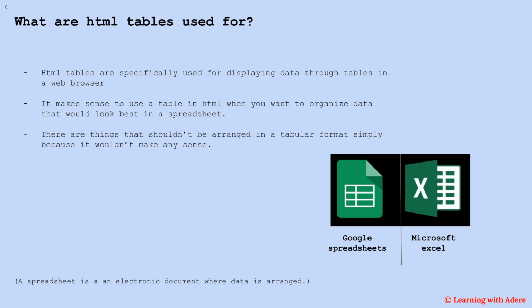So what are HTML tables used for? Well, once again, since they are written in HTML, they are used specifically for displaying tables in web browsers. Using an HTML table makes sense when you want to organize data that would look best in a spreadsheet. If you're not aware, a spreadsheet is just an electronic document where data is arranged. Google Spreadsheets and Microsoft Excel are some of the more popular spreadsheet platforms. There are some things that should not be arranged in a tabular format, just meaning table, because it wouldn't make any sense.